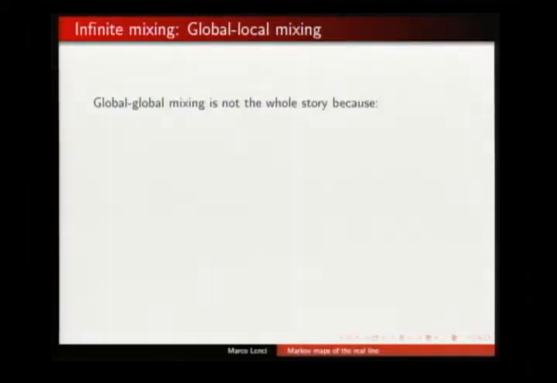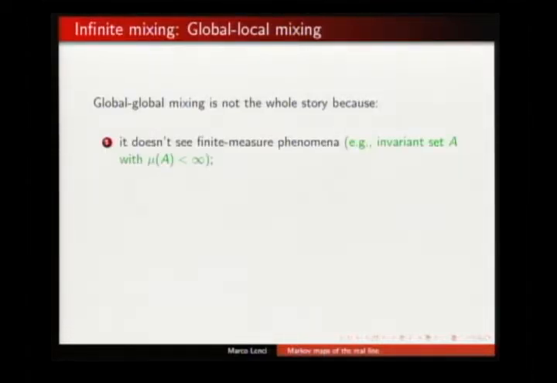Okay. But global mixing is not the whole story, it's not the whole business, because, well, if you have a system which has, for instance, an invariant set of finite measure, global mixing doesn't even see it. I mean, anything which is finite measure is absolutely under the radar for these definitions. So you want to consider cases like this. You might not want to call it mixing, or you might want to do something else.